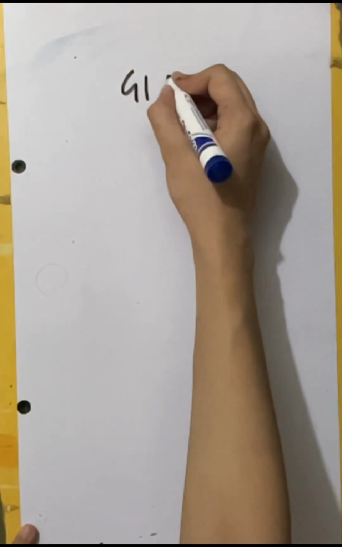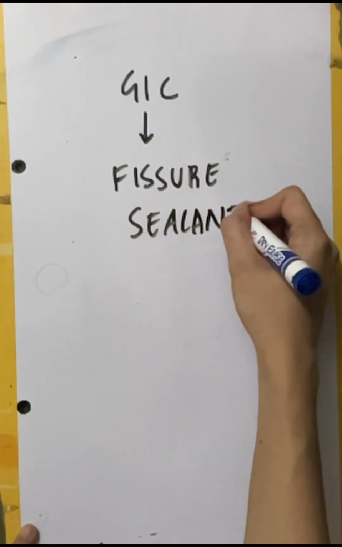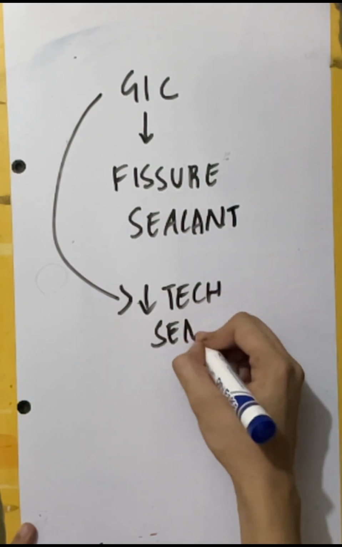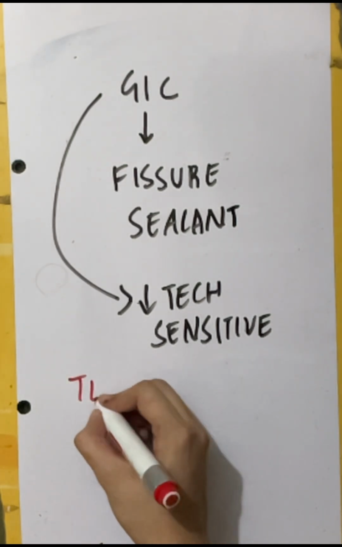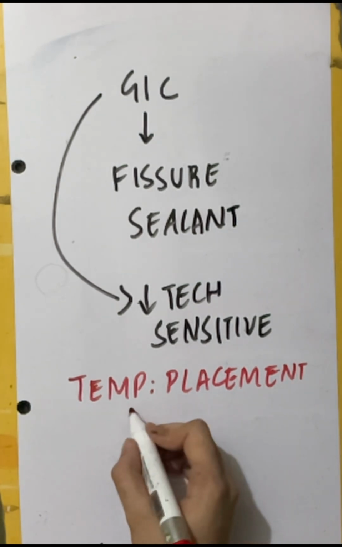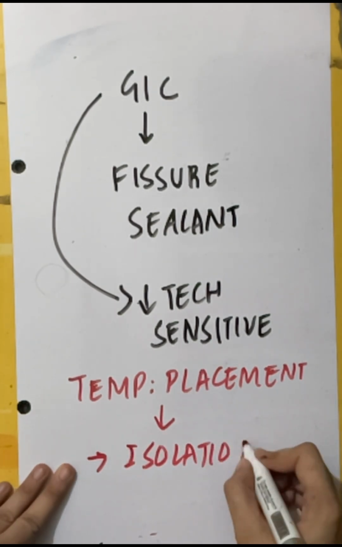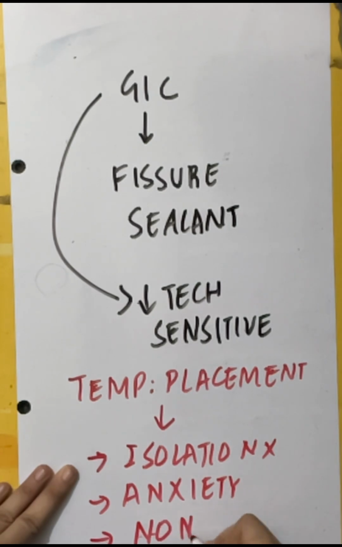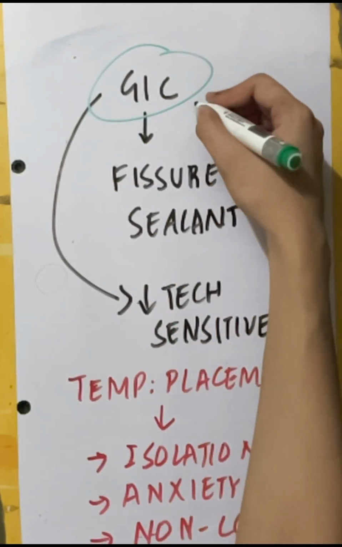We also use GIC as fissure sealant. Why? Because it is less technique sensitive. GIC is mostly used for temporary placement during tooth eruption. It is also used as a temporary placement when adequate isolation is not possible, in patients having anxiety, and in non-cooperative patients. But the disadvantage of GIC is that it has poor retention.